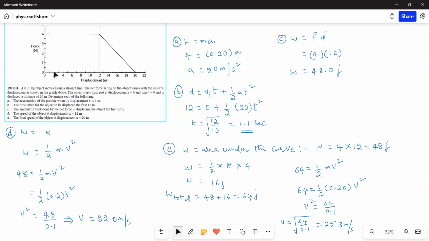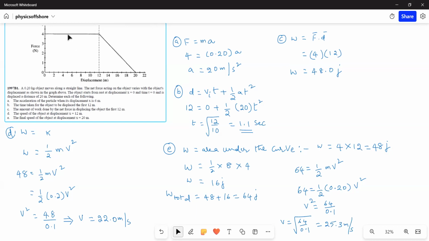Let us do the problem. Here, the graph is force versus displacement. The displacement is given along the x-axis, and force is along the y-axis. Now, we are asked to find the acceleration of the particle when displacement is 6 meters. When the displacement is 6 meters, what is the force?